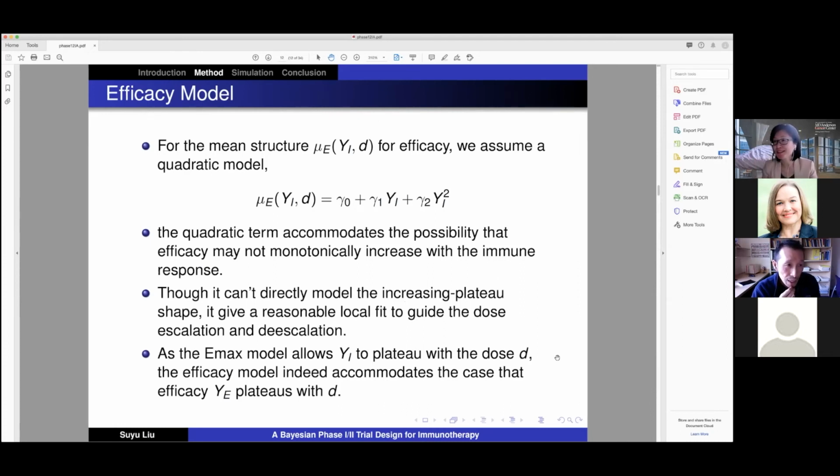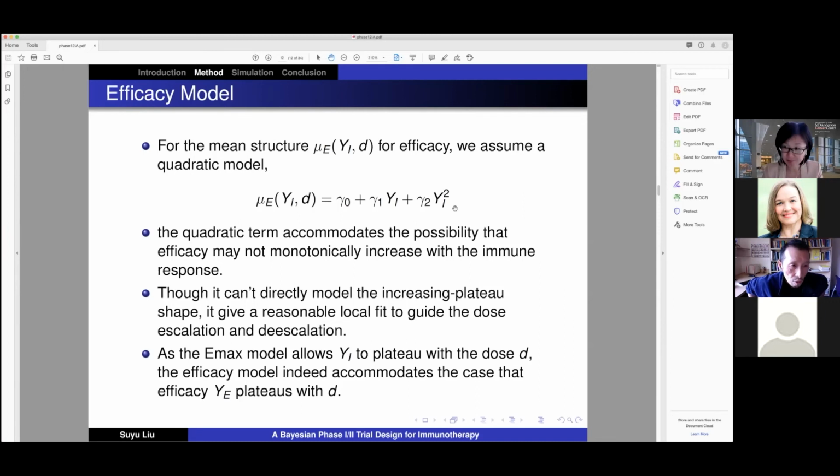That's a really good question. We specify the efficacy outcome, but do not directly model the relationship between the efficacy and the dose levels. Why do we do this? Because when we apply immunotherapy, how we achieve the efficacy is through the immune response. That's why we only model the efficacy through the immune response. And we know through the Emax model, immune response definitely depends on dose level already. That's why we use this model.